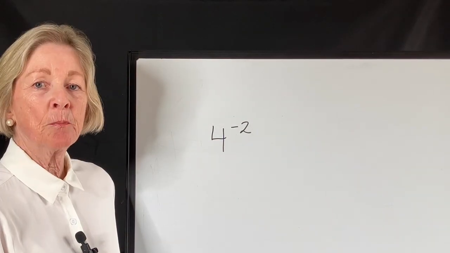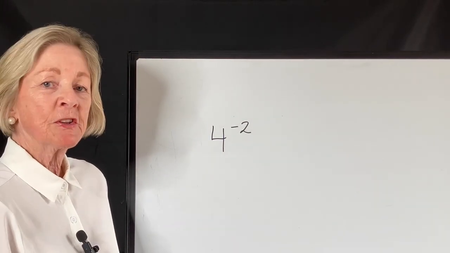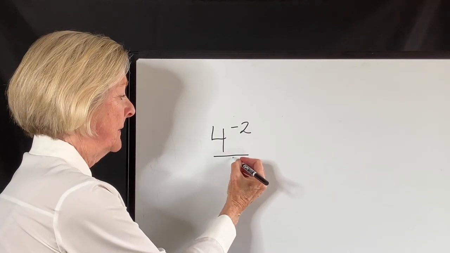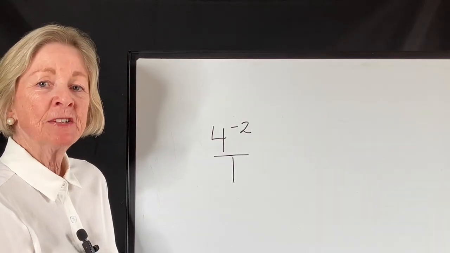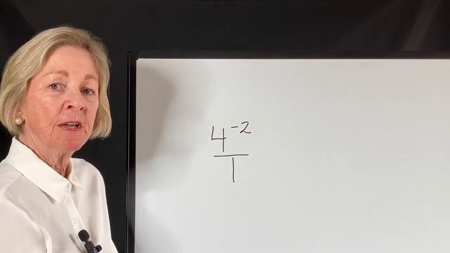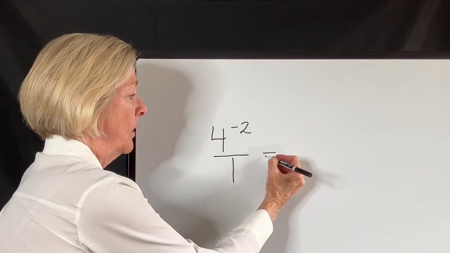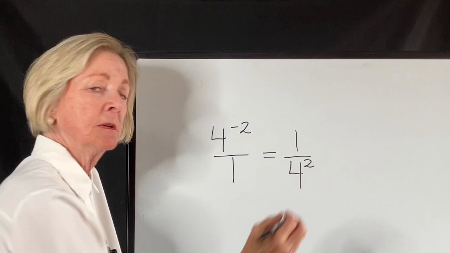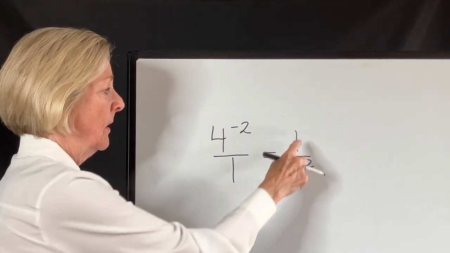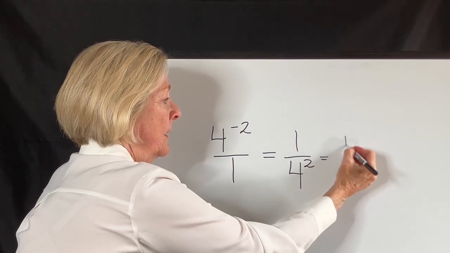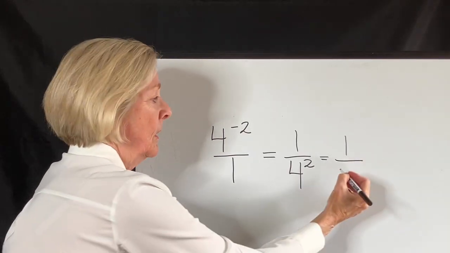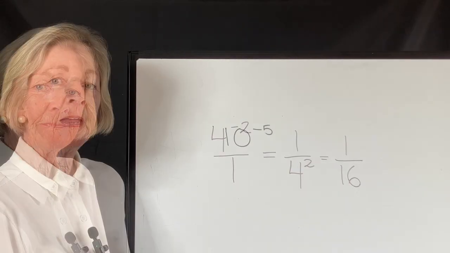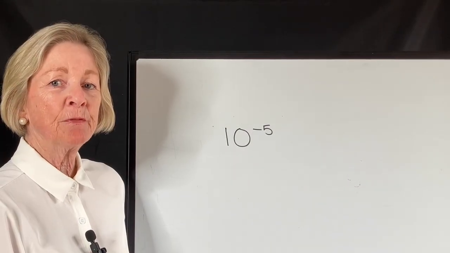Now let's look at a base or number 4 raised to the power of a negative exponent. First, I put this over 1. A base or number with a negative exponent is equal to the reciprocal of the base or number with a positive exponent. 1 over 4 squared equals 1 over 4 times 4, which is 16. And we're finished.